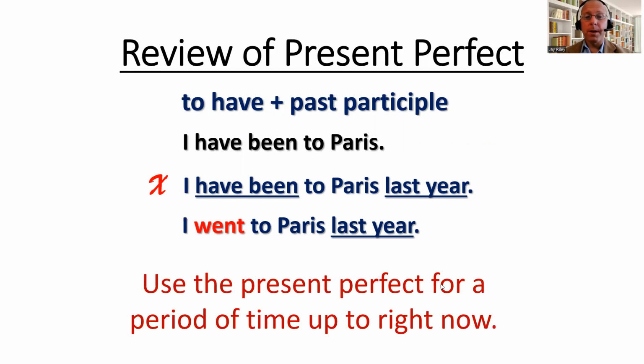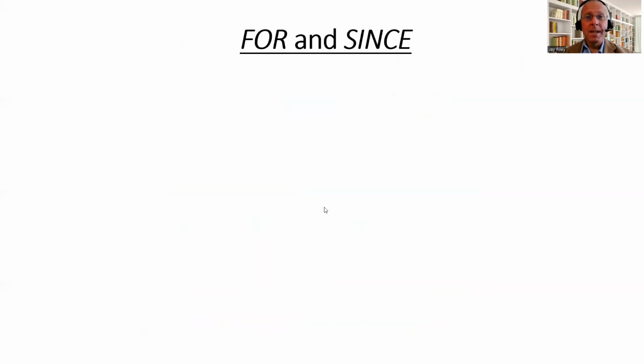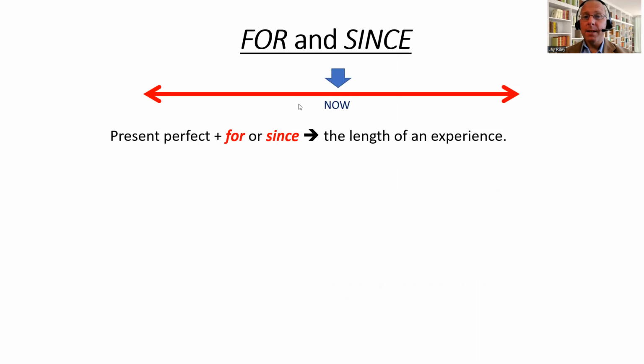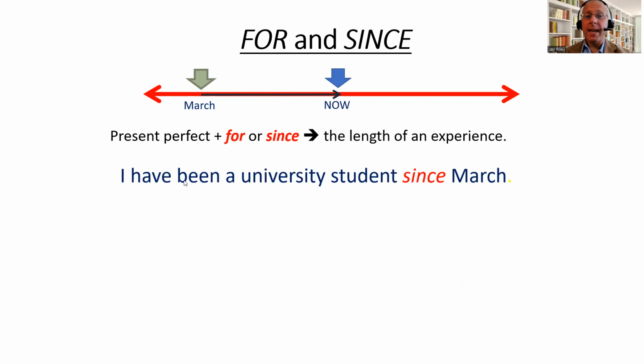We only use the present perfect for a period of time up to right now. And we're talking about experiences. So when we're talking about experiences, we can use for and since to talk about the length of the experience. Let's take a look at an example. Here is now on our timeline, and here is last March. I've had this experience from March until now. So I can say I have been a university student since March.